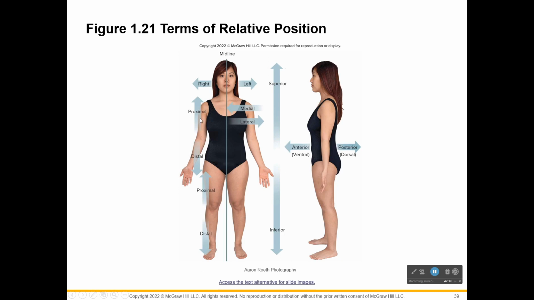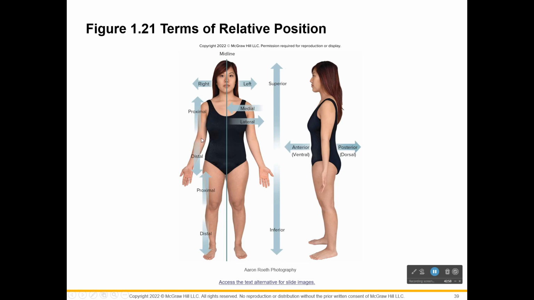Now, distal and proximal, that's the one that people have the hardest time with. Proximal means close to attachment. So if we're talking about something, you're always talking about something on the arm or the leg. I've not ever heard that on the head. We'll use superior and inferior for head.